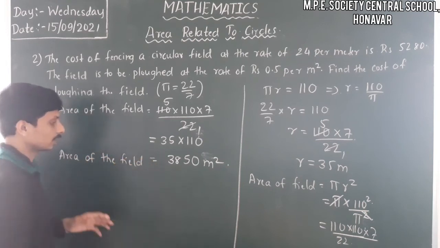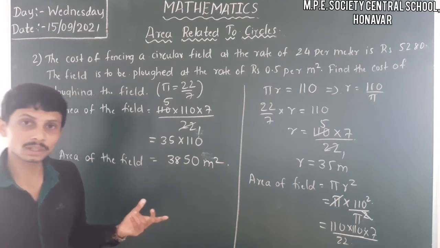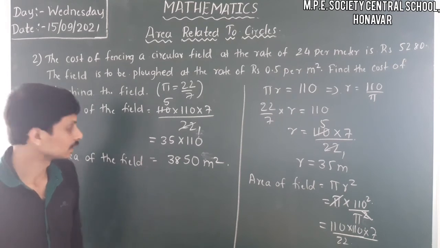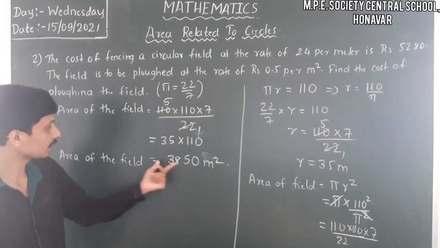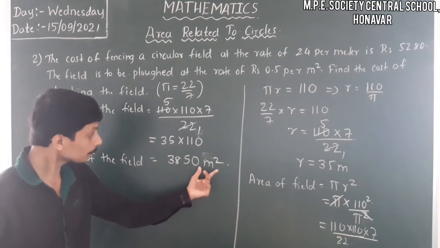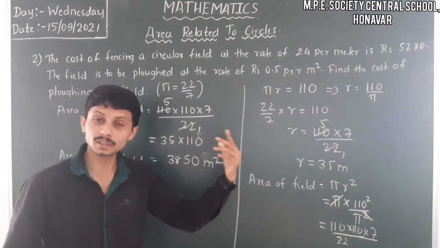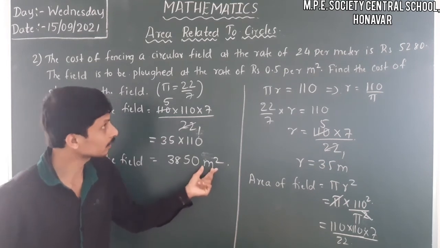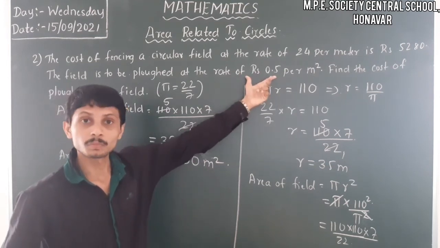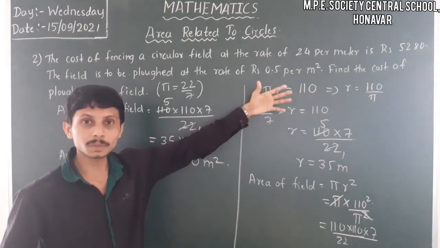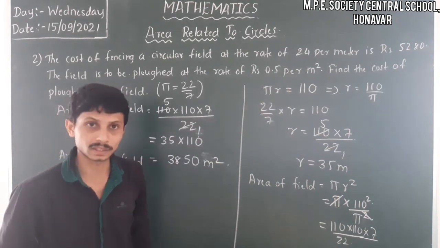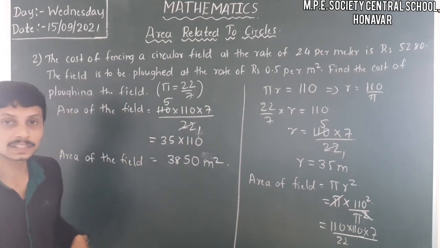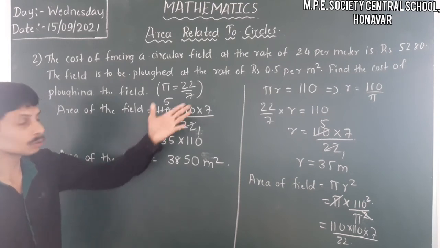Area of the field. Then we have to find out the total cost to flow this field. Here just observe, we have area 3850 meter square. That is totally 3850 meter square area we have. For each meter square we have to spend 0.5 rupees. So that means 1 by 2, 0.5 is nothing but 1 by 2 we can take. That means the total cost to flow this field is area of the field into rate.